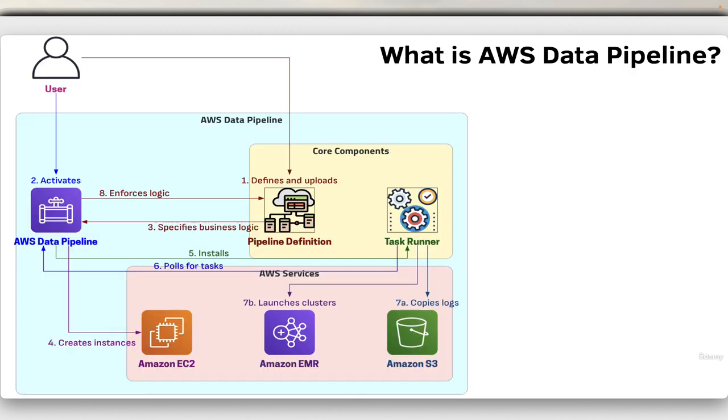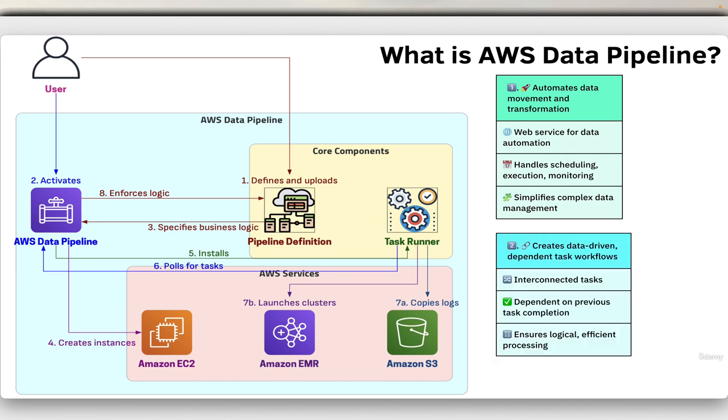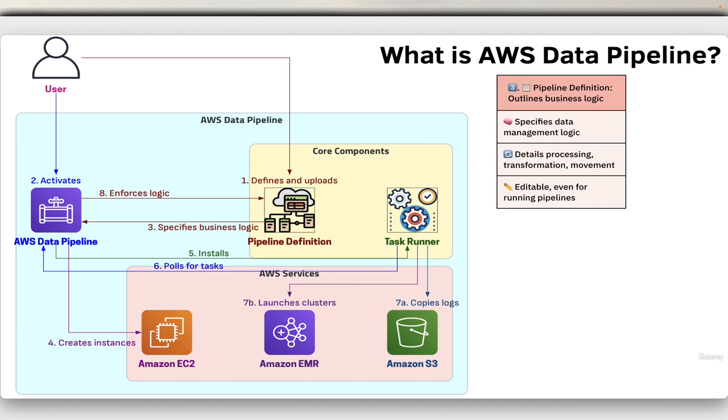So what is AWS Data Pipeline? AWS Data Pipeline is a web service that automates the process of moving and transforming data. It simplifies complex data management tasks by handling the scheduling, execution, and monitoring of data workflows. The service allows users to design workflows where tasks are interconnected and dependent on the successful completion of previous tasks. This ensures a logical and efficient flow of data processing.